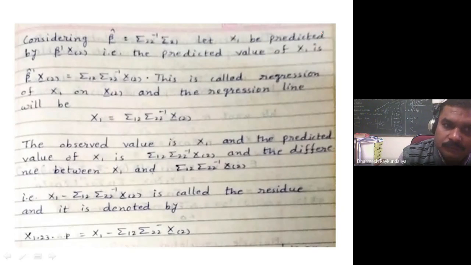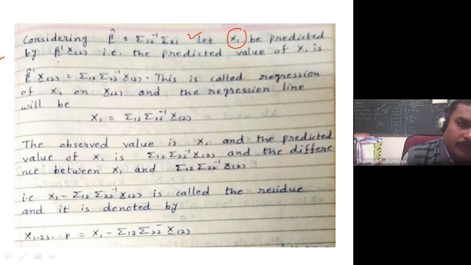is that clear? So now what is the beta cap? We obtain beta cap equal to sigma 2 2 inverse sigma 2 1. And what is our aim? Our aim is that we wish to predict the value of x1 based on the given value of x2. So x1 is to be predicted by, so how will we predict x1?